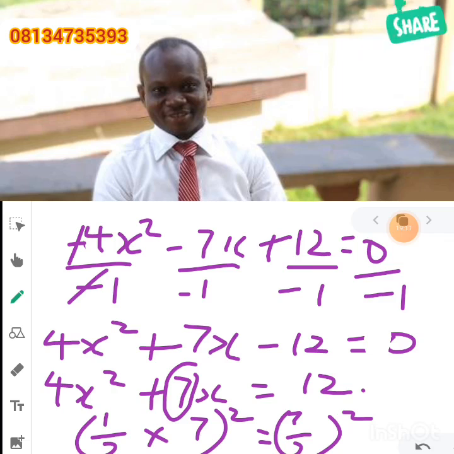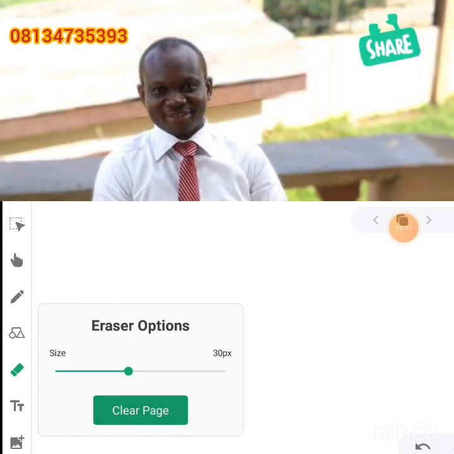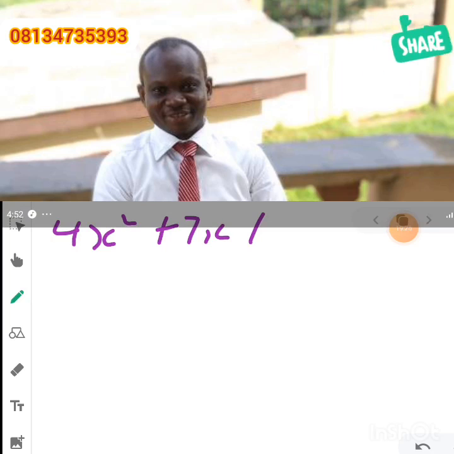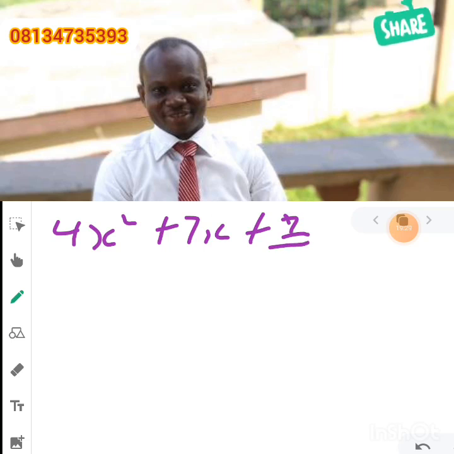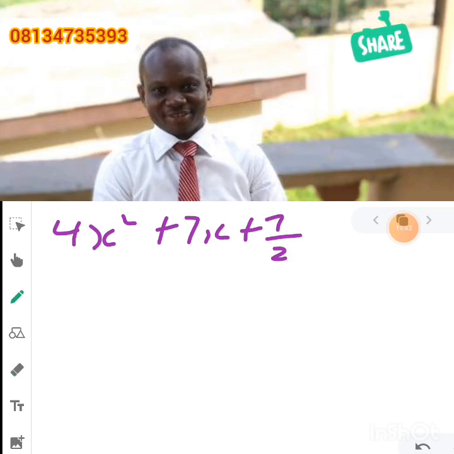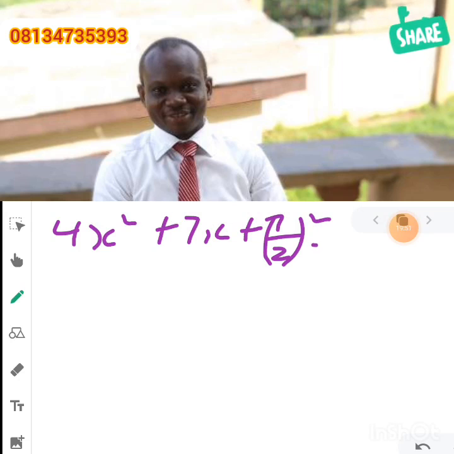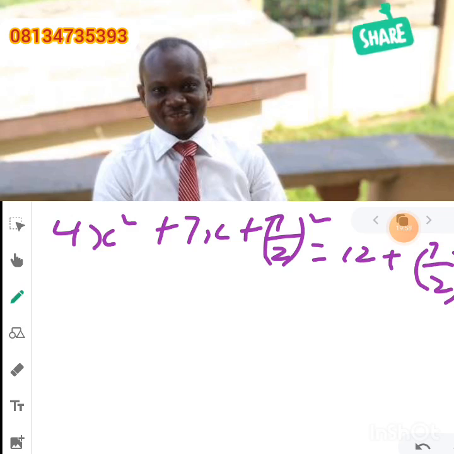So we are going to have 4x squared plus 7x, then plus 7 over 2 all squared, equal to 12 plus 7 over 2 all squared. As in the last example, we can do these two at the same time.